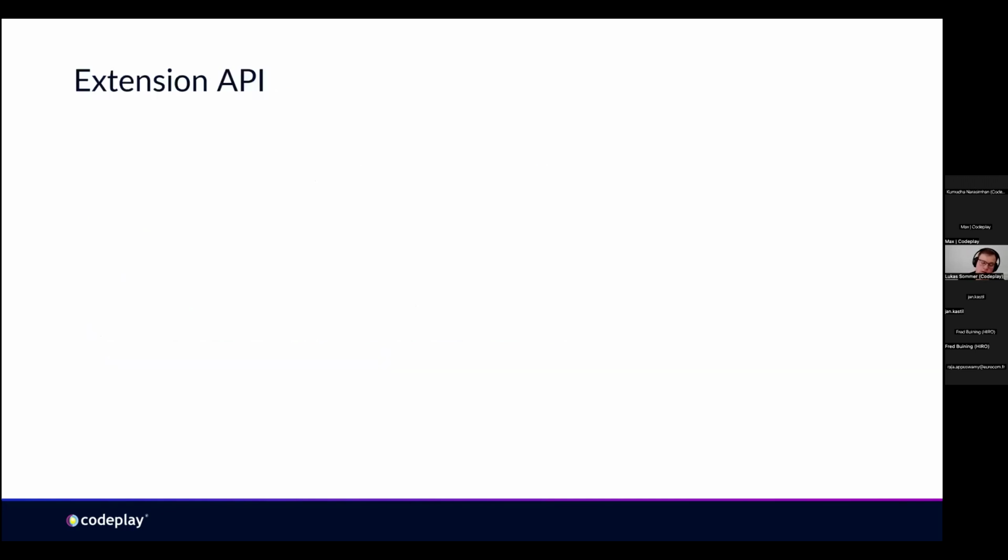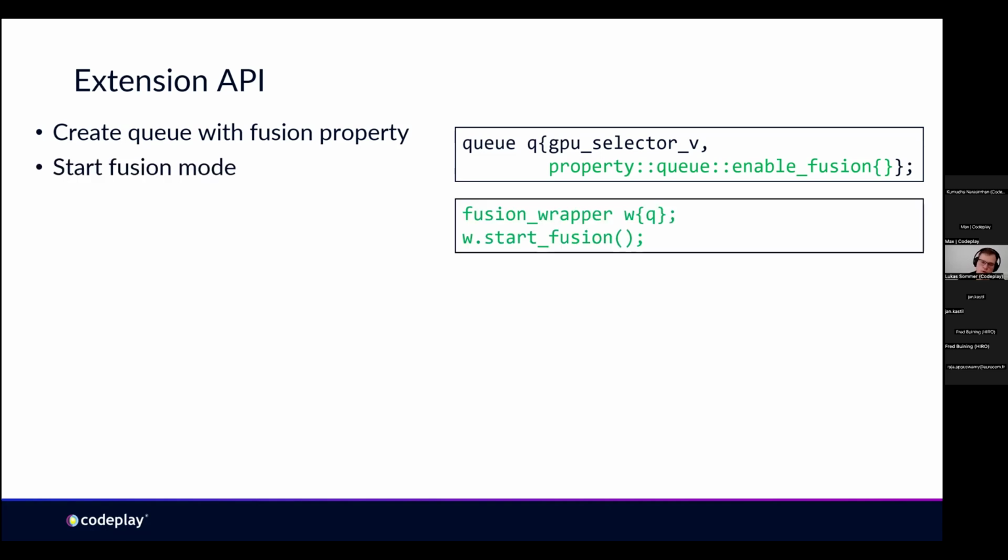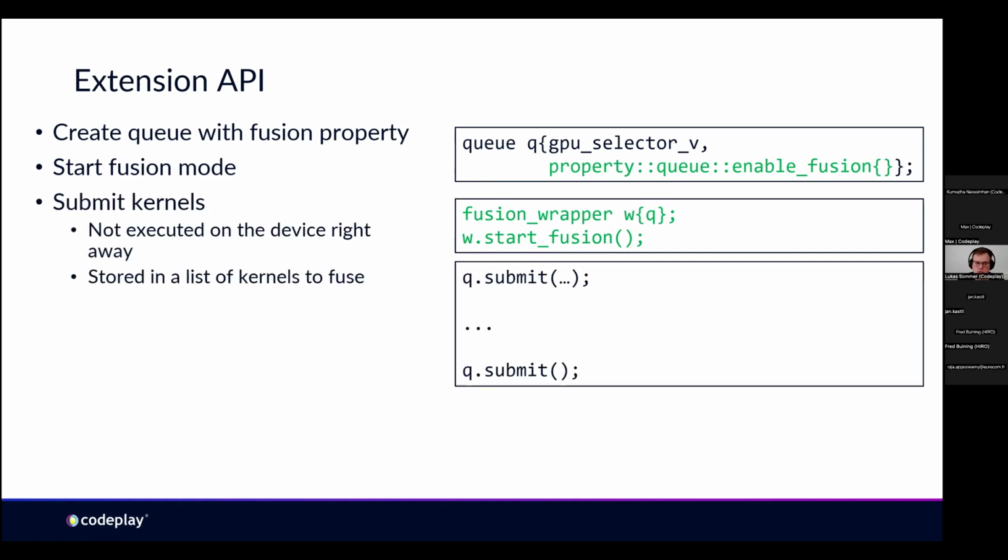So how does the API look? The first thing you need to do is add a property called enable fusion to your queue. If you construct a SYCL queue where you can submit your work, you just add this property. The property in itself doesn't do much with the queue. It just marks that queue as supporting fusion. The next step, if you then actually want to start fusing a bunch of kernels, is to create a fusion wrapper and call start fusion on that wrapper, and that puts the queue in something that we call the fusion mode. And what does fusion mode mean?